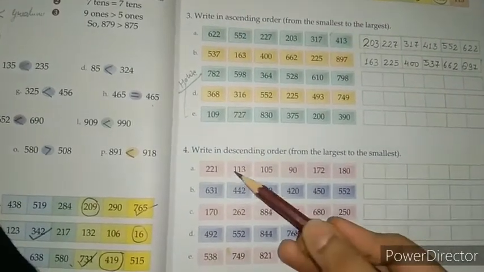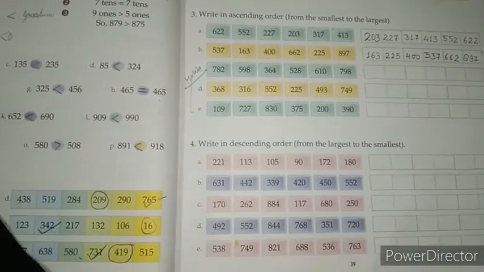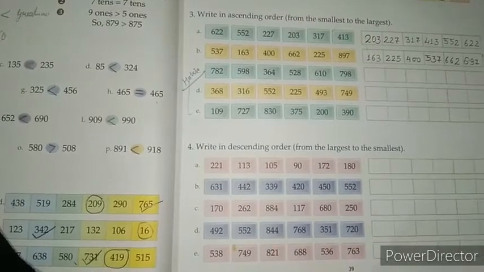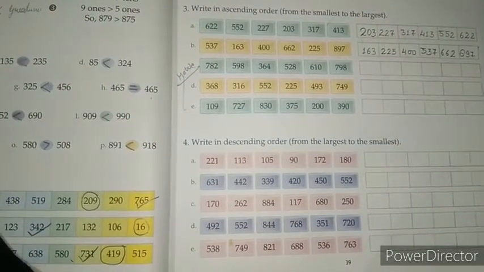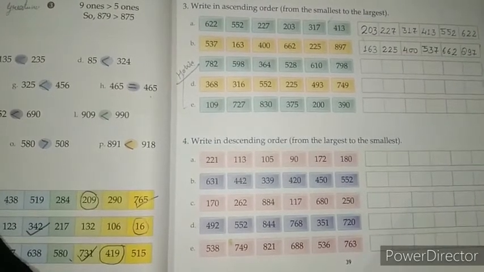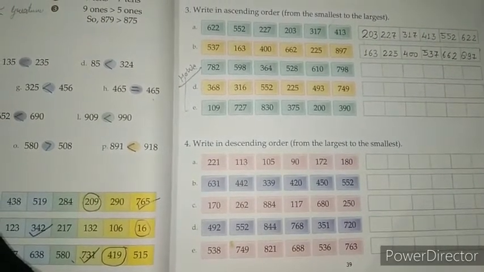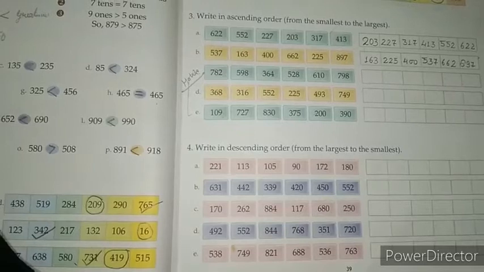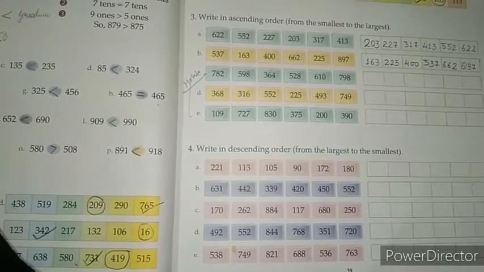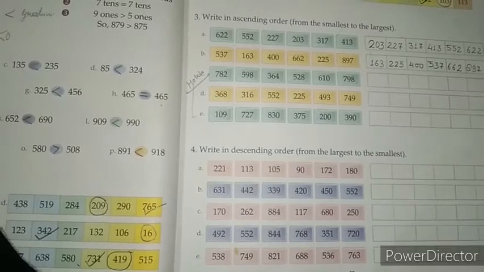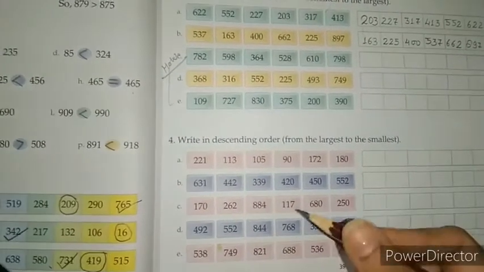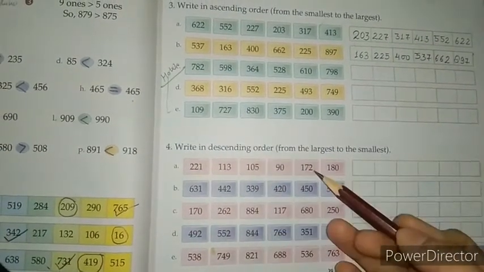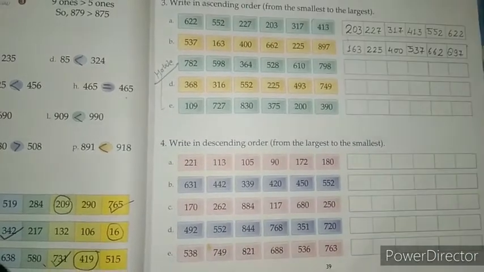Question 4. Write in descending order. Okay. Descending order means students largest to the smallest. Means firstly we will write the largest number and in last we will write the smallest number. Descending order means बड़े से छोटा, मीन्स सबसे पहले हम सबसे बड़ा नंबर लिखेंगे, मीन्स सबसे लार्जेस्ट नंबर और फिर उससे छोटे नंबर. ओके. सो लुक हियर, we will start from 1. Question A. So look in this series and find the largest number in this series.